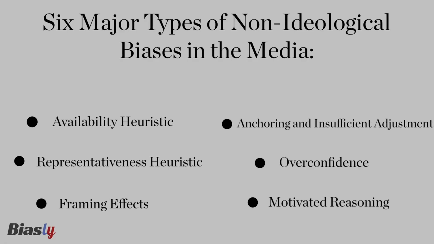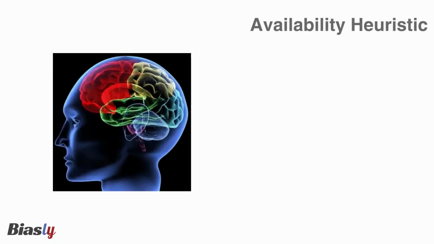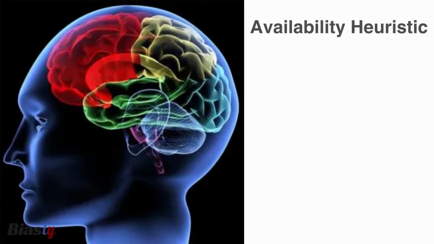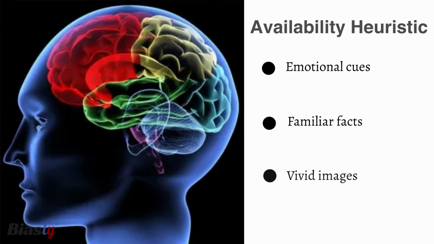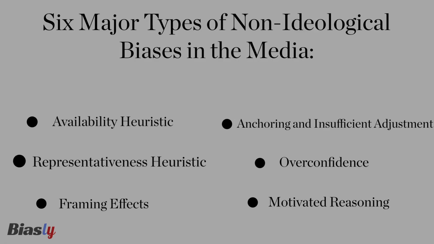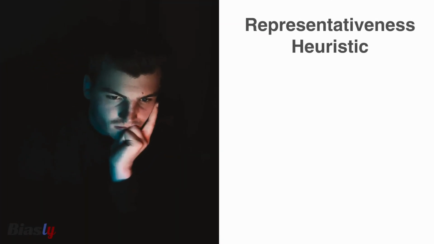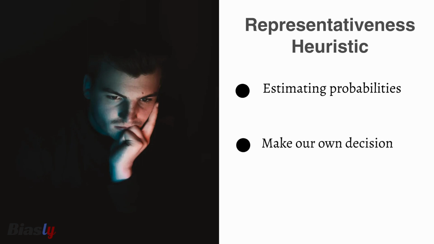There are 6 major types, and each one feeds off and builds upon the others. First, availability heuristic. The mental shortcut where we make decisions based on emotional cues, familiar facts, and vivid images that leave an easily recalled impression in our minds. Next, representativeness heuristic. A mental shortcut that we use when estimating probabilities. When we're trying to assess how likely a certain event is, we often make our decision by assessing how similar it is to an existing mental prototype.